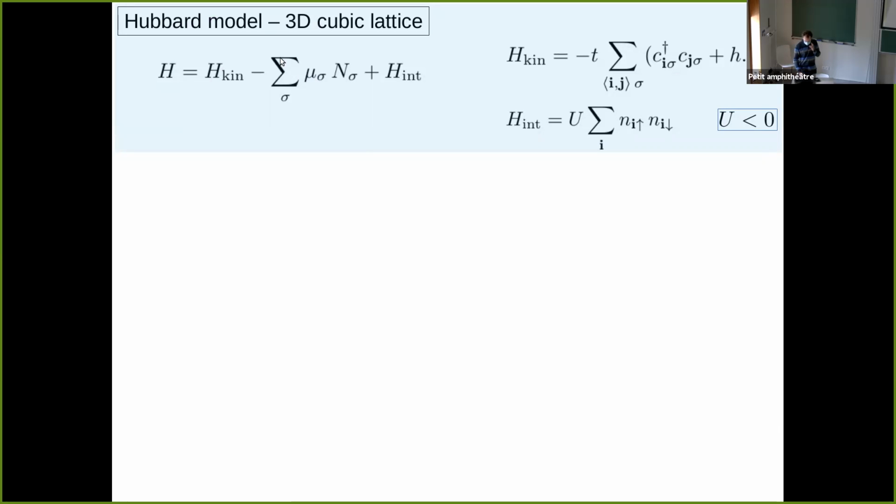So we study the simplest model, which has a simple S-wave superconducting phase, which is the attractive Hubbard model on the 3D cubic lattice.